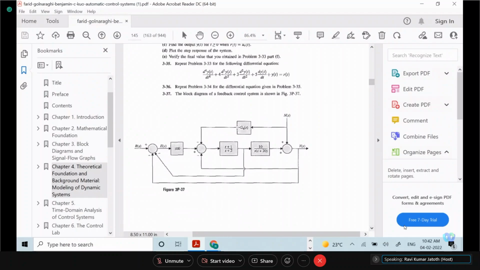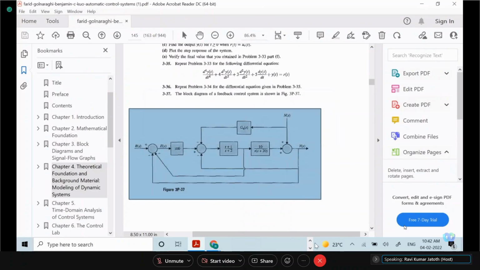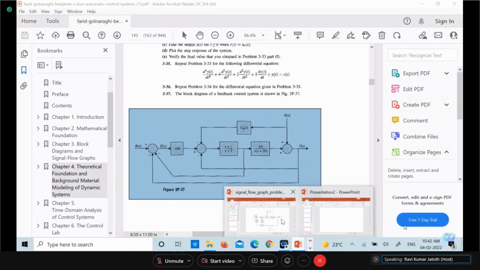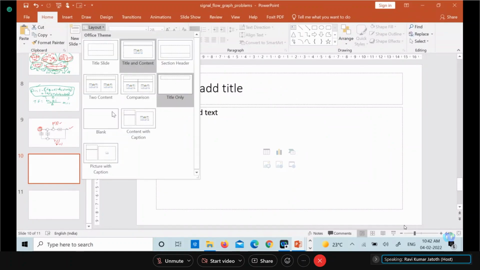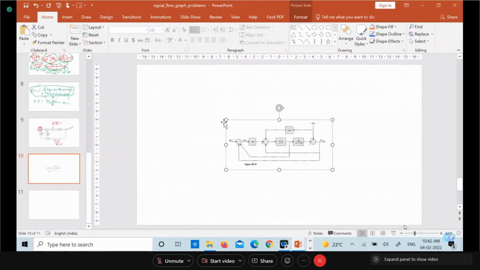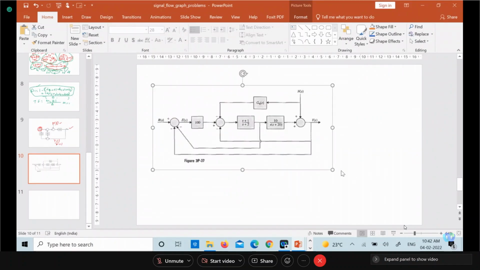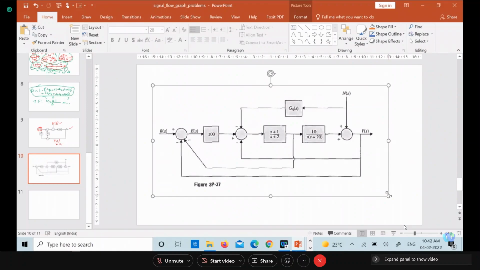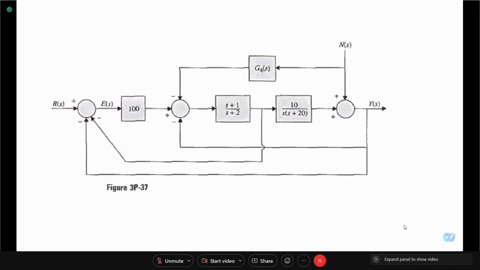Now if I consider this particular block diagram, sometimes we need to convert it. If I ask you to find out the transfer function Y(s) by R(s), then you will be splitting the summing point, and then you will be moving here and there. At that time it will become very difficult for you. So sometimes we need to convert the block diagram into a signal flow graph.